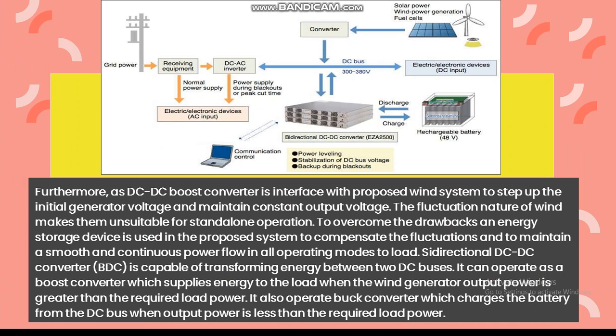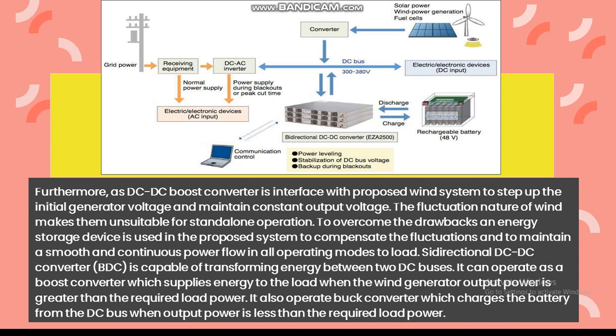So furthermore, a DC-DC boost converter is interfaced with the proposed wind system to step up the initial generator voltage and maintain constant output voltage. The fluctuating nature of wind makes them unsuitable for standalone operation. As in the figure, to overcome the drawbacks, an energy storage device is used in the proposed system to compensate the fluctuations and to maintain a smooth and continuous power flow in all operating modes to load.